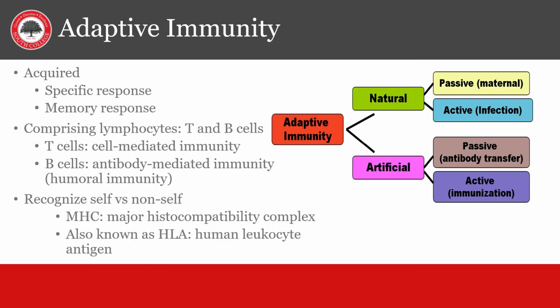Adaptive immunity is much slower and is acquired. It is specific and contains memory to remember what we have fought before, so the next time it'll be easier. It is made up of T and B lymphocytes. T cells use cell-mediated immunity, while B cells use antibodies, or humoral immunity. This type of immunity can recognize which cells belong to us and which ones are invaders using the MHC, or major histocompatibility complex, also known as the HLA, or human leukocyte antigen.